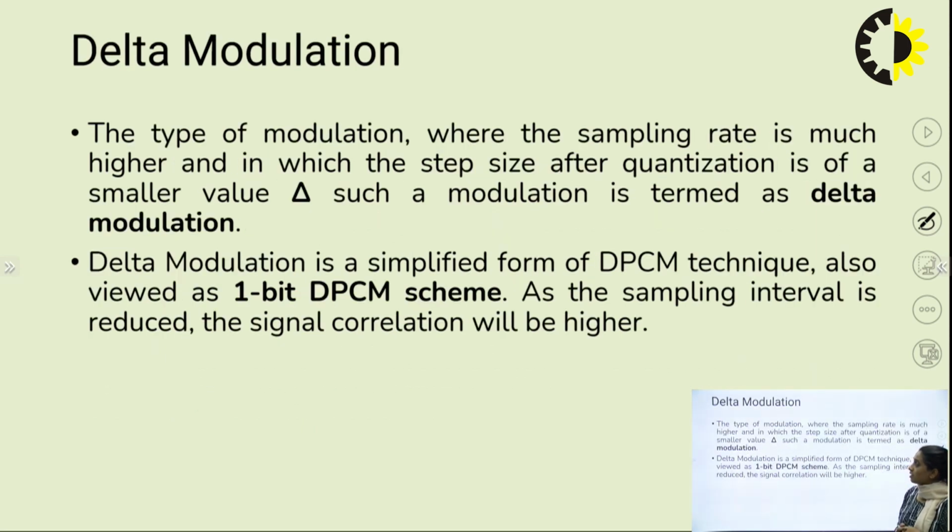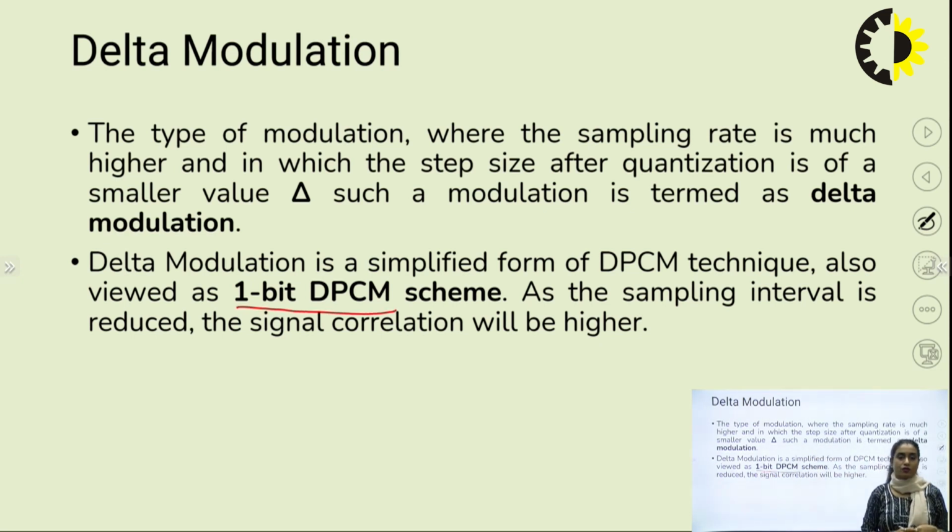Before that, delta modulation is a type of modulation where the sampling rate is much higher, and in which the step size after quantization is of a smaller value, which is delta. Such modulation is termed as delta modulation. This can also be called a simpler form of DPCM, that is a 1-bit DPCM, right?